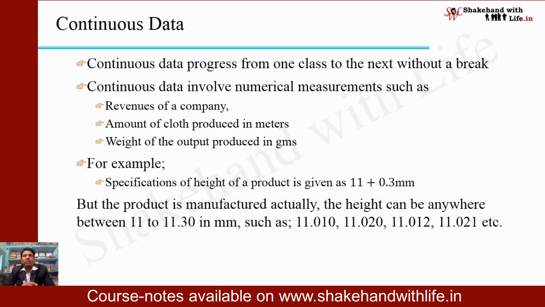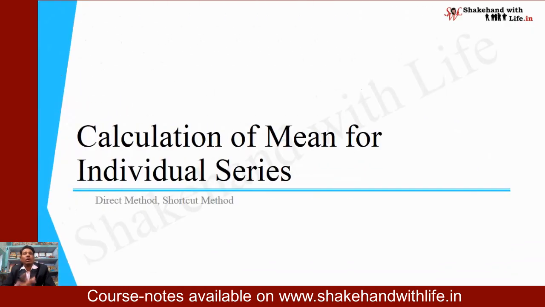The height can be anywhere between 11 to 11.30 in mm, such as 11.010, 11.020, 11.012, 11.021, etc. And all these values are in mm. So this kind of data is known as continuous data. Now you will learn first the calculation of mean for individual series using direct method and shortcut method.